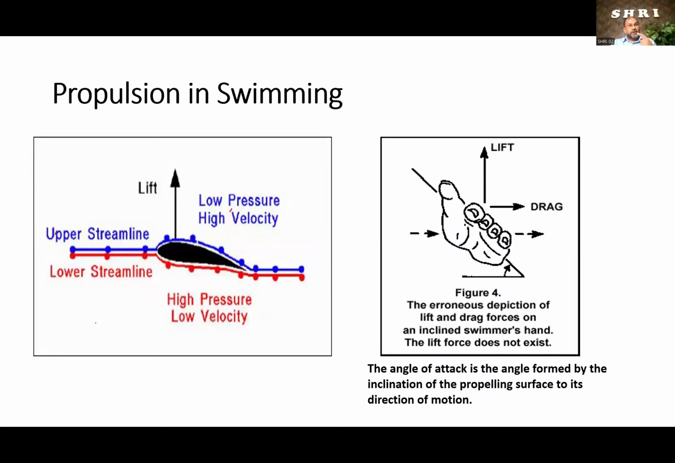There in the first diagram, you can see the black one, like a comma shape. That is the swimmer. Then the blue color one is the upper layer of the water above the body of the swimmer, and underneath you can see the red color line, that is the lower streamline. So there you can see the lift force is always acting perpendicular to the swimmer, and above the swimmer, low pressure and high velocity, and below, high pressure and low velocity.